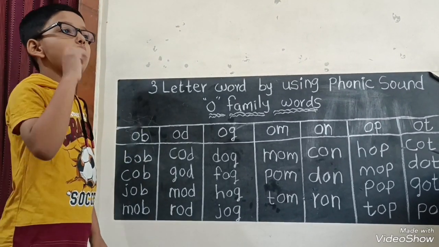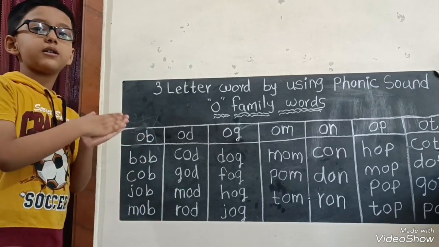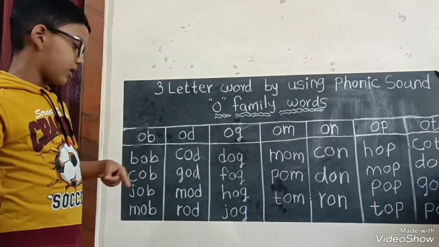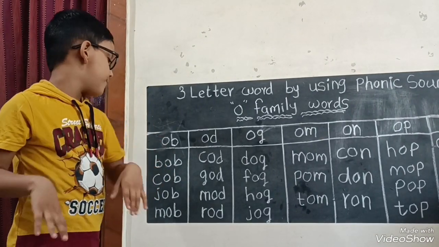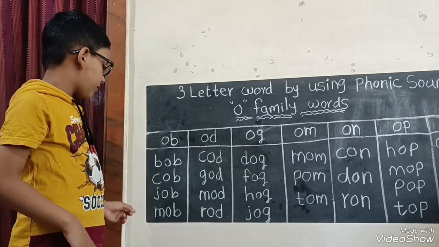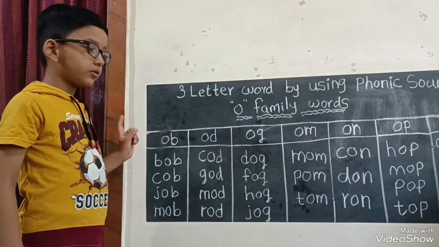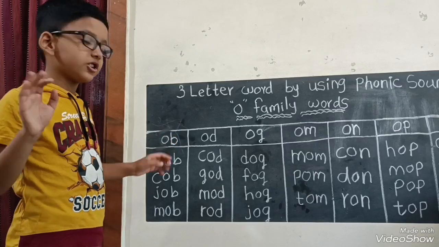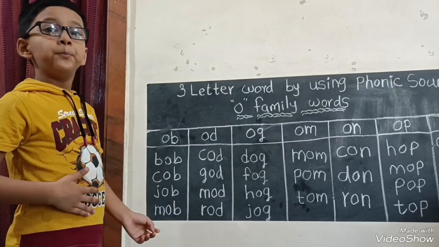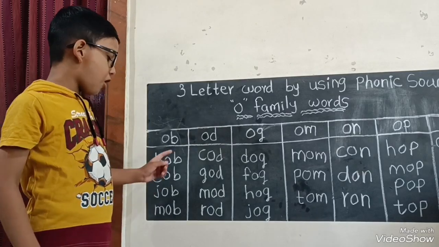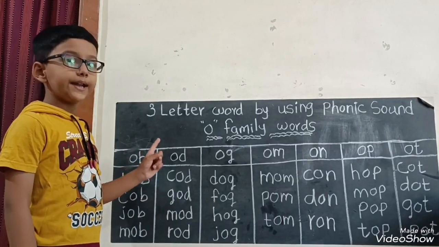Sound of O. O. Sound of B. B. O-B. Like this. Sound of B. B. B-B. Sound of C. K. K-B. Sound of G. J. J-B. Sound of M. M-B.